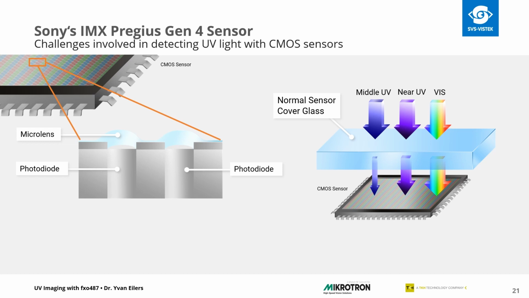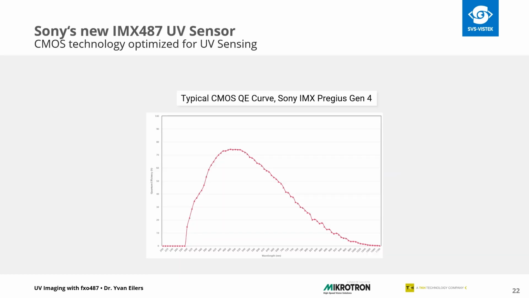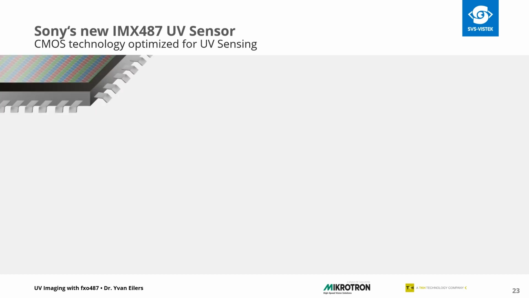This results in a low transmission and low quantum efficiency in the UV wavelength range. Here you see an example of a CMOS quantum efficiency curve of a sensor from the Sony Pregius S sensor series. As you can see, the quantum efficiency is low in the UV range. Especially below 400 nanometers, the quantum efficiency rapidly drops and reaches values of 0 starting from about 300 nanometers. Therefore, we need to use especially optimized sensor technology in order to detect UV light.